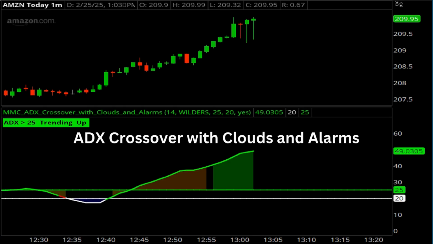The ADX Crossover with Clouds and Alarms Indicator delivers one of the clearest edge-seeking tools in intraday trading, combining strength signals, real-time alerts, and directional insight into one streamlined system.